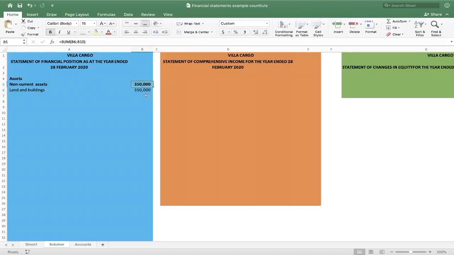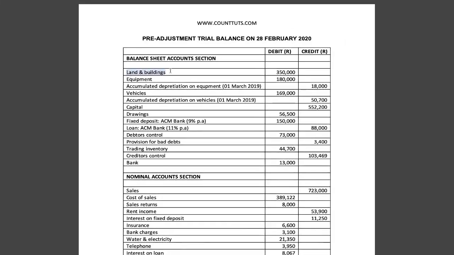So whatever I put down here, it's going to total it up and put it here in the total non-current assets. Okay, now that we have done the land and buildings, let me highlight it to just show that we have just completed it. The second one is equipment. Okay, and we are given 180,000 rand. And obviously this is the cost of the equipment, meaning the cost at which you bought the equipment.